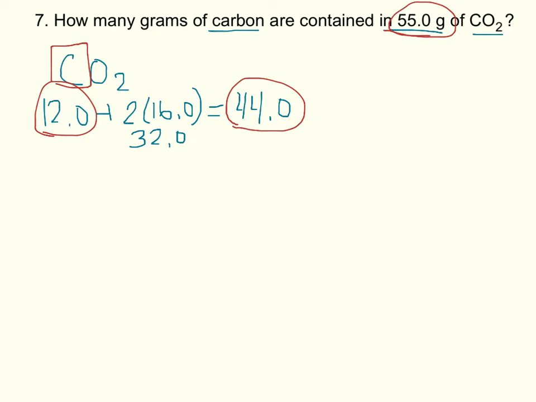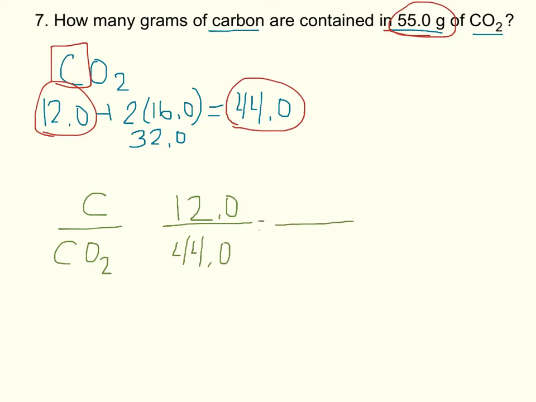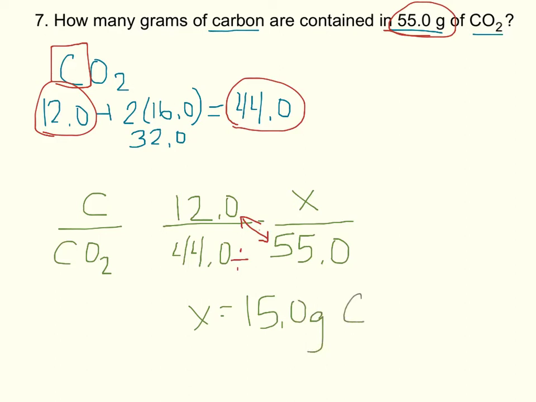So we're going to set up a direct proportion. If we're looking at carbon to the total CO2, in 1 mole, carbon weighs 12.0 grams, CO2 weighs 44.0 grams. We want to know how many are there in 55.0 grams, not necessarily in 1 mole. So we'll set up a direct proportion and solve for x. Remember, you're going to cross multiply the numbers that are across from each other, divide by what's left, and we end up with x equals 15.0 grams of carbon. Okay, let's go on to number 8.